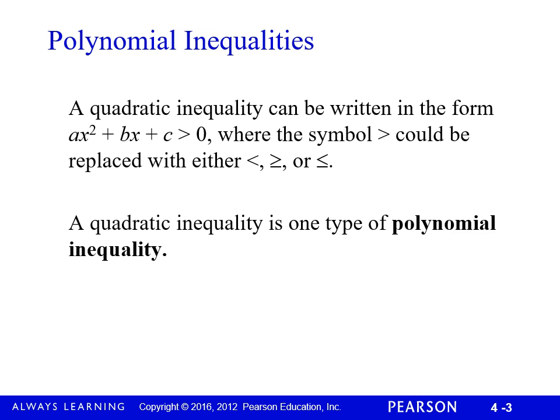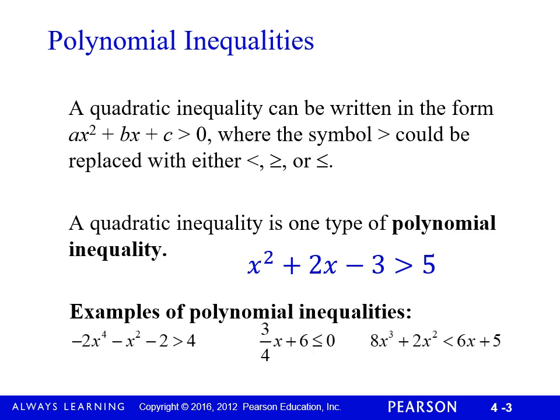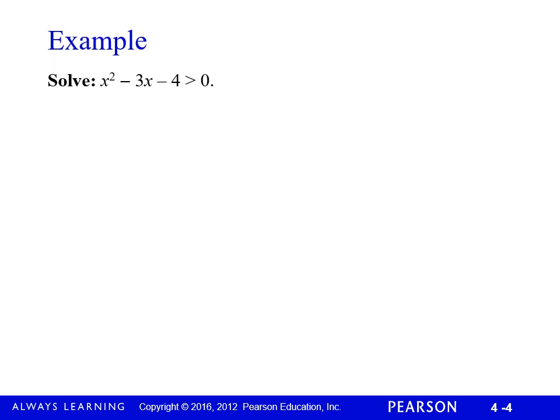A quadratic inequality is simply one type of polynomial inequality. x squared plus 2x minus 3 is greater than 5 would be an example. But there are examples of other polynomial inequalities. For example, negative 2x to the fourth minus x squared minus 2 is greater than 4. Or 3/4 x plus 6 is less than or equal to 0. And the final example is 8x cubed plus 2x squared is less than 6x plus 5. These are all examples of polynomial inequalities.